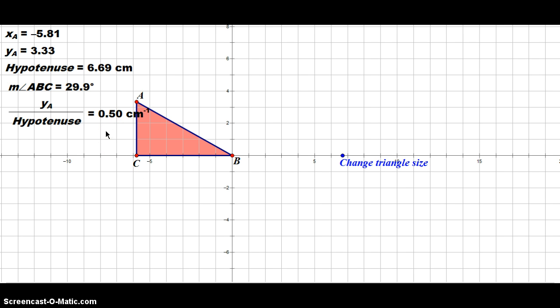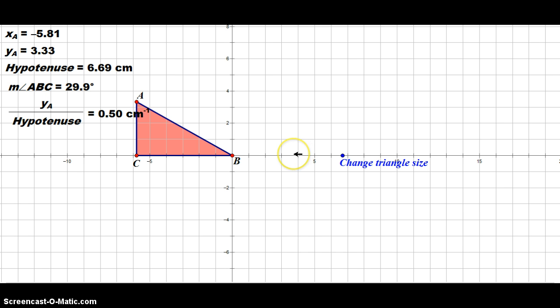The next question asks us to find the angle in standard position and the related acute angle. It's actually easier to answer the second of these questions. What is the related acute angle? As you can see here, the measure of angle ABC is 29.9 degrees. It's about 30 degrees. It's the exact same it was in the first quadrant. What is the angle in standard position?